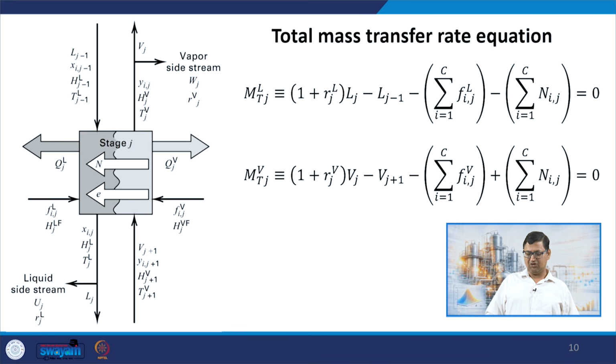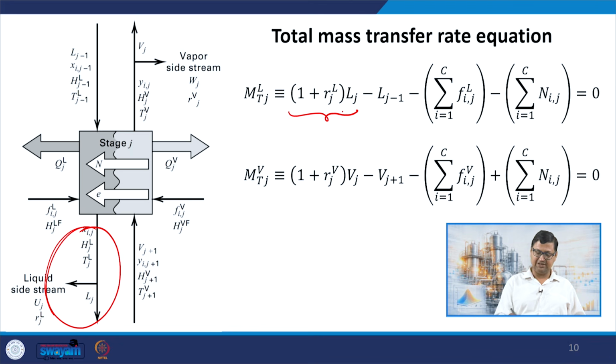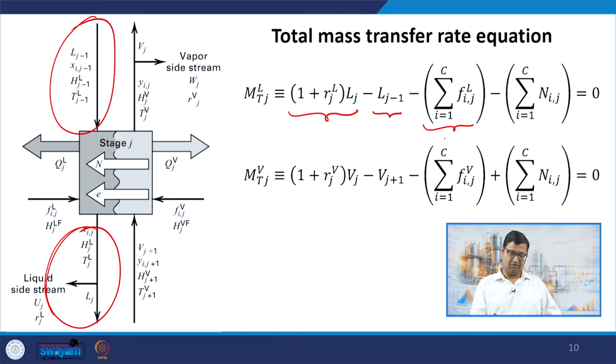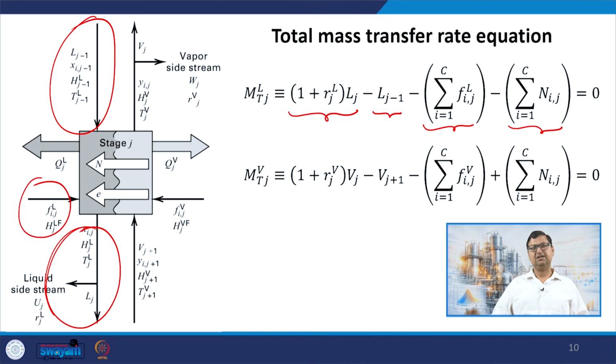And this is my equation for the total mass transfer rate that is entering stage J. So, this is basically again what is leaving, that is right here. This is the amount that is leaving a given stage in the liquid phase. This is the amount that is entering the stage. This is the sum of what is coming in the feed on the liquid side. I am only doing it for the liquid side, and the sum of the mass transfer rate into the liquid phase. So, this part is coming from vapor.